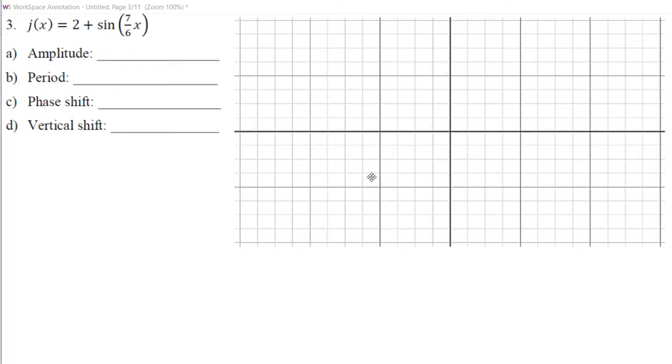Hi guys, so this should be your study guide. It says number 3, but it's the 4th problem, but we'll just go with it being number 3. So number 3, once again, we're going to graph our midline first.